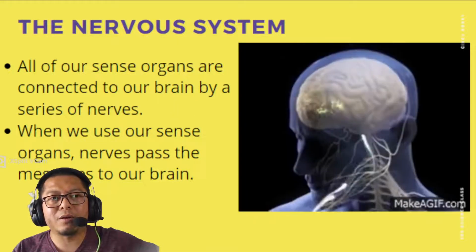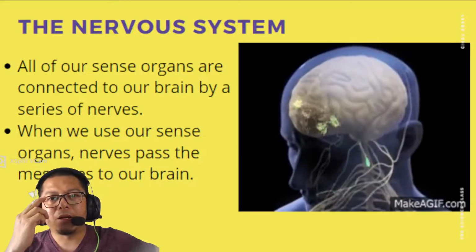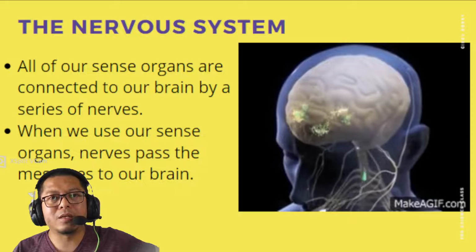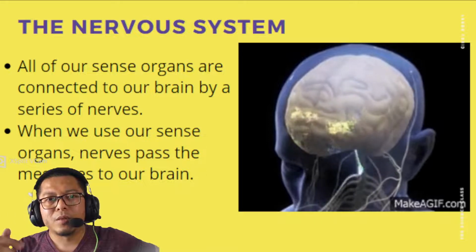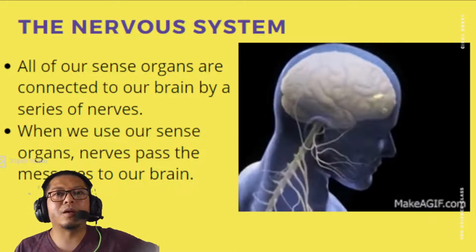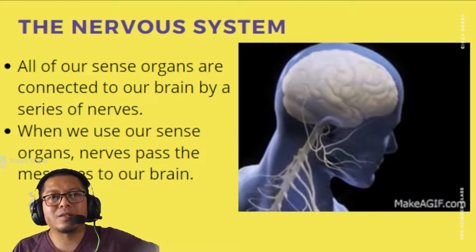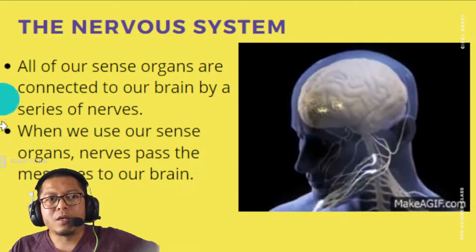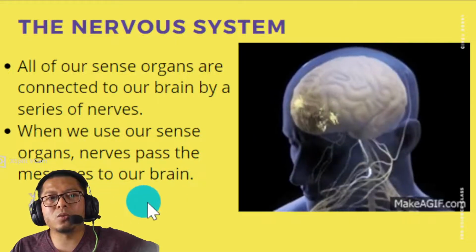So every part of our sense organs, we have a few sense organs like our eyes to see, our nose to smell, our ears to listen or to hear, our tongue to taste, and our skin to feel things, hot, cold, rough, smooth, and everything. So those are our sense organs, and these sense organs are connected to our brain by nerves. When we use our sense organs, the nerves pass the message to our brain.